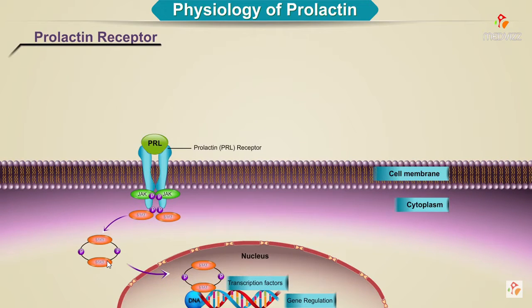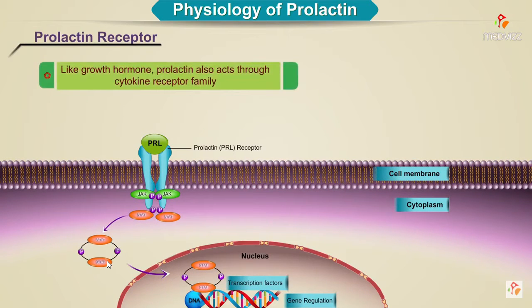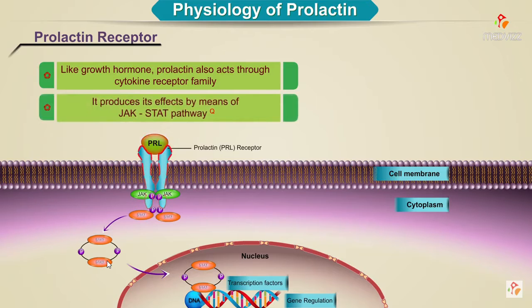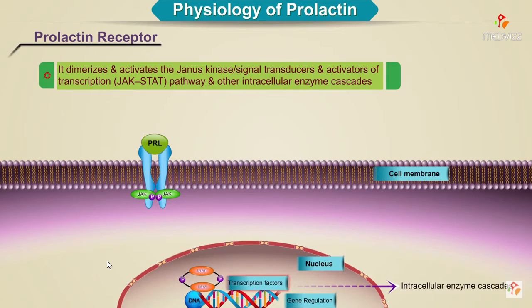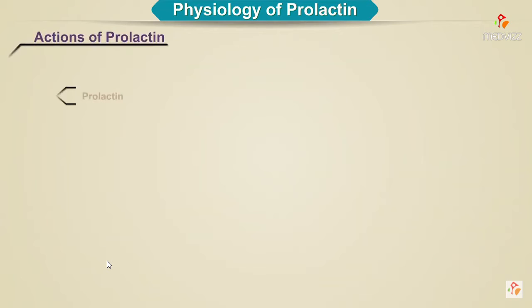Prolactin receptor. Like growth hormone, prolactin also acts through the cytokine receptor family. It produces its effects by means of the JAK-STAT pathway, otherwise termed the Janus kinase pathway. It dimerizes and activates the Janus kinase or the signal transducers and activators of transcription of the JAK-STAT pathway, thereby causing intracellular enzyme cascades.